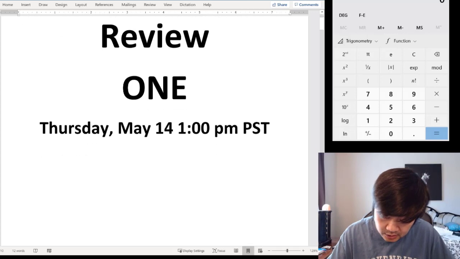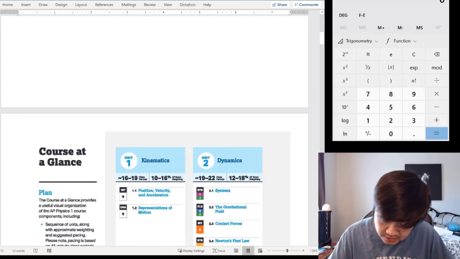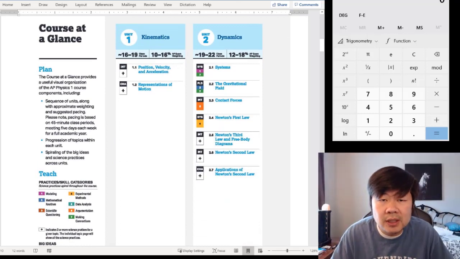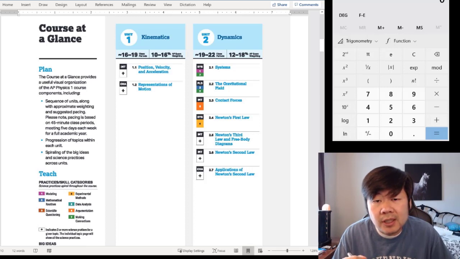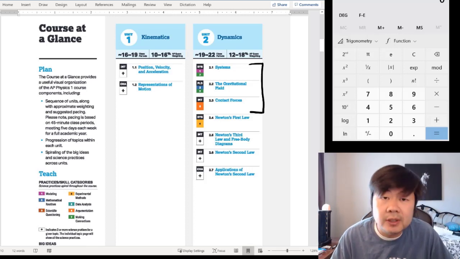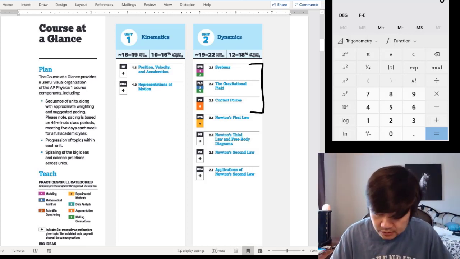So if we take a look at what sections they're going to test, they're only going to do 7 of the units. So here are the units that I'm going to cover first, and I'm going to try to chunk them out. In other words, just give not all the topics at once, but a certain set of them. So today I'm going to cover these 3. So we're going to cover systems, the gravitational field, and contact forces. All right.